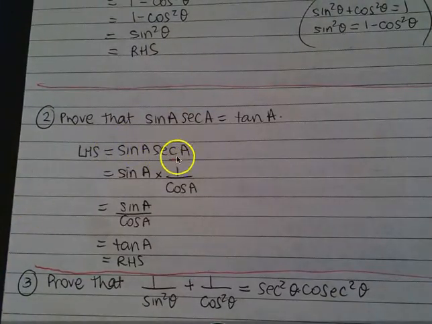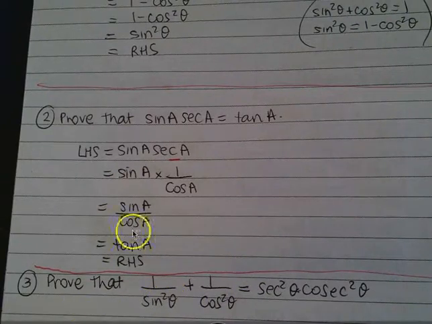So, left-hand side is that. The only thing you can do with sec is that it's 1 on cos. So that's sine on cos, which we know is tan from the identities that we just learnt, which equals the right-hand side. So once you get to the right-hand side, you need to say equals right-hand side.